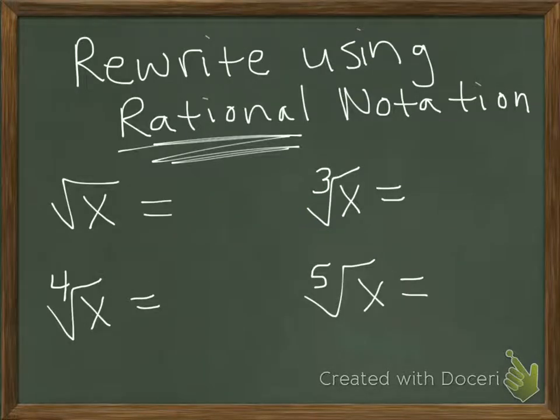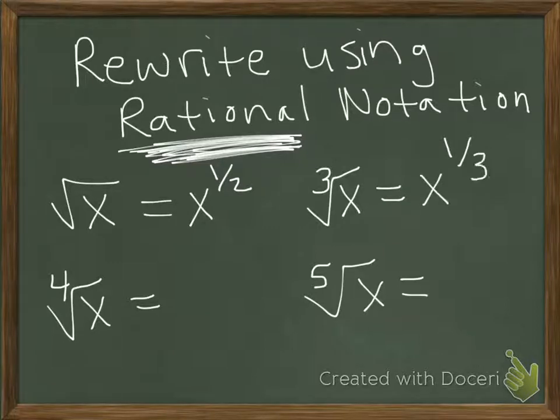Now what we're going to do today is we're going to learn how to rewrite these radicals into rational notation. And I mentioned at the start that rational means we're going to have a fraction in the exponent. So this is actually really simple. If I have the square root of x, I'm going to rewrite it as x to the 1/2 power. If I have the cube root of x, I'm going to have x to the 1/3 power. If I have the fourth root of x, it's going to be x to the 1/4 power. And the fifth root of x would be x to the 1/5 power.